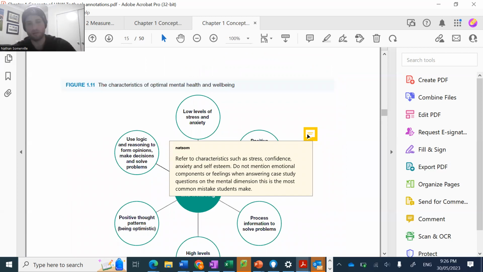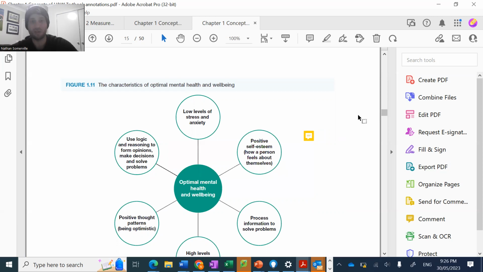All right, so once again, I'm just going back over, I'll keep this pretty quick. Not confusing emotional components when you're talking about mental characteristics. Don't say the person feels sad or they're emotionally unstable or something like that. Yes, you may go on to link it to some form of stress or anxiety, which would be correct, but just stay away from that emotional terminology when you're answering something that's specific about the mental dimension of health.